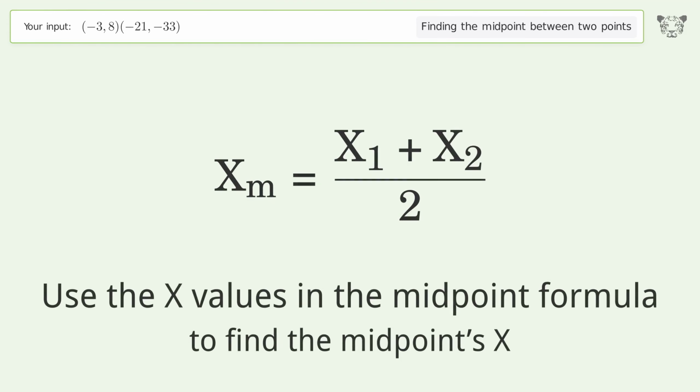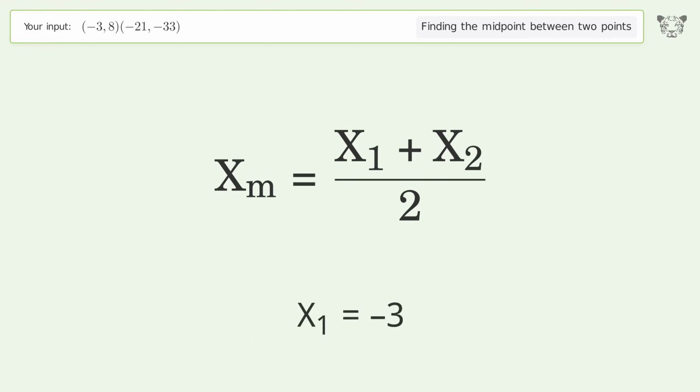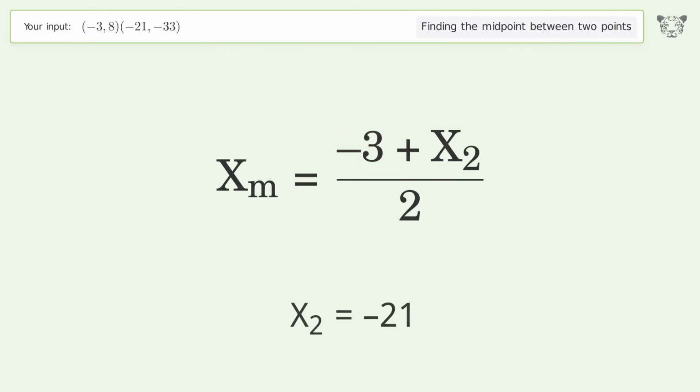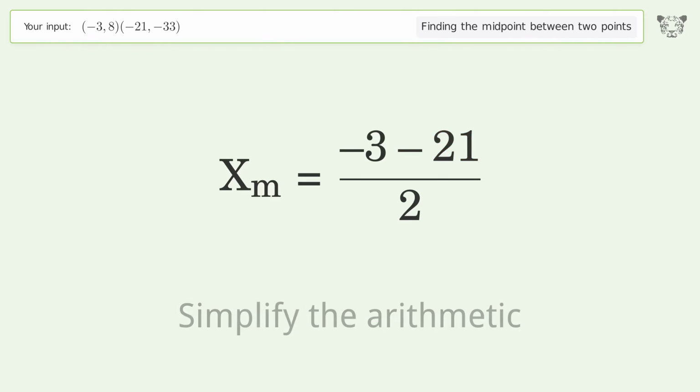Use the x values in the midpoint formula to find the midpoints x. x1 equals -3. x2 equals -21. Simplify the arithmetic.